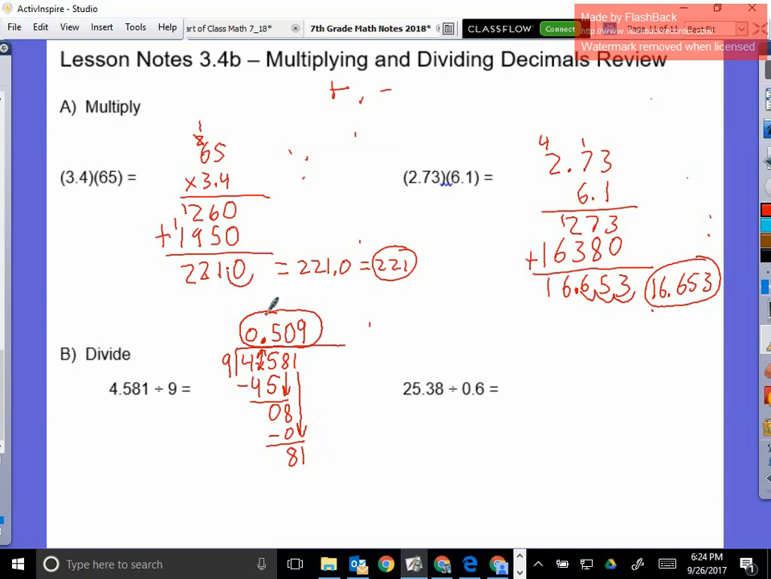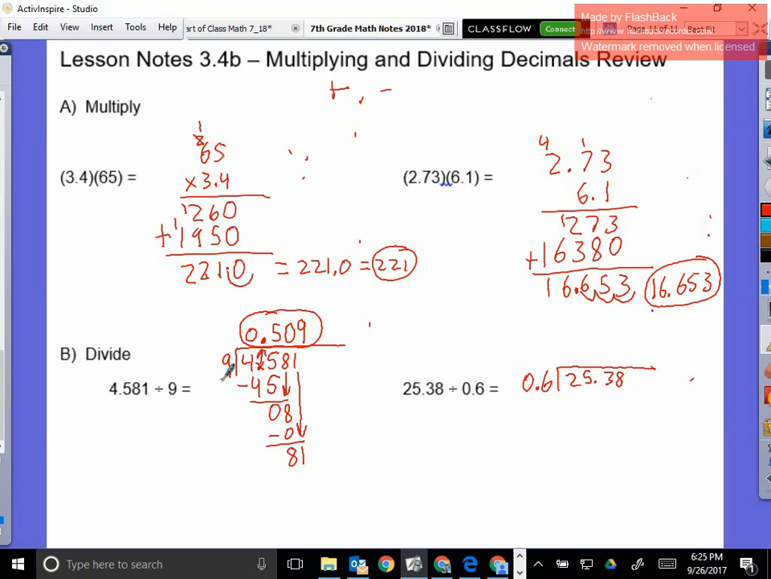Okay. Now this one here, this next one, we got a little bit of an extra step here. I'm going to show you what's going to happen with this. Here's how it reads. 25.38 being divided by 0.6. Okay, so I'm going to go ahead and set that up. My 0.6 is going to be on the outside because this number is being divided by it. So 25.38.